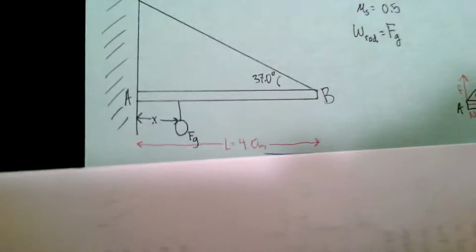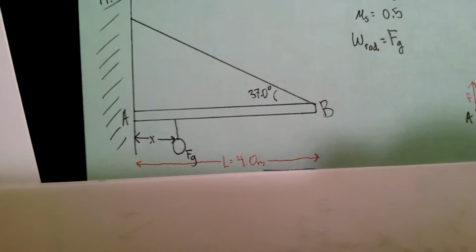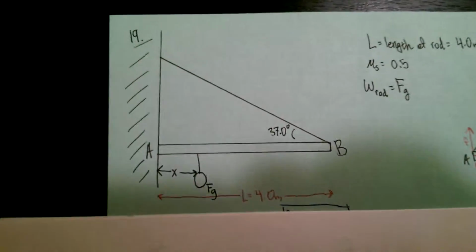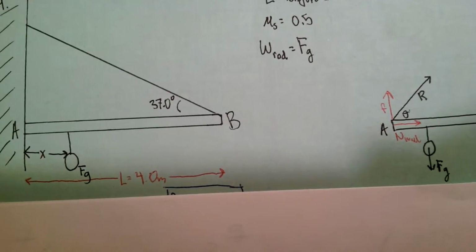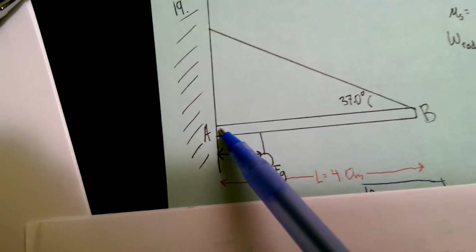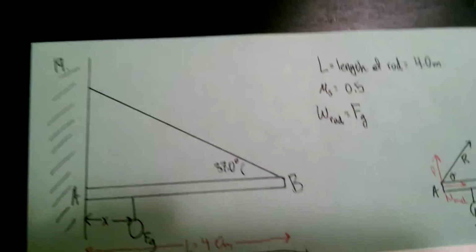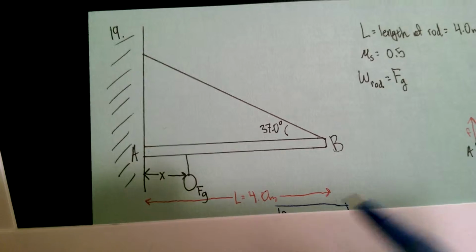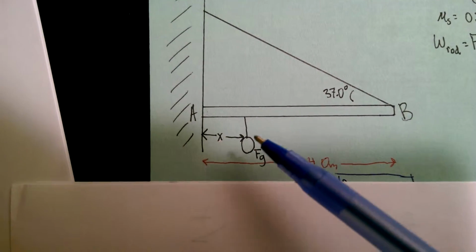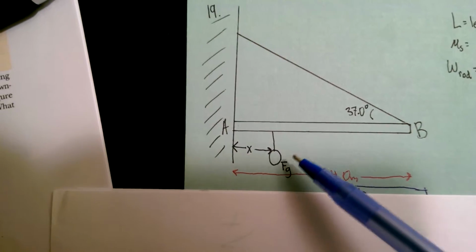So I just read you the diagram right here on my paper, and I gave the length of the rod a variable L, just to put everything in variable terms before we plug in the numbers. So they give you the length of the rod, which is 4.0 meters, and the coefficient of static friction between the wall and the rod, at this point right there. So that is 0.5, and then the weight of the rod is Fg, and the weight of the mass that they want you to determine the distance where it could be hung without making the rod slip is also Fg.